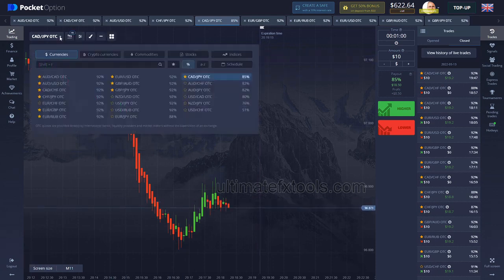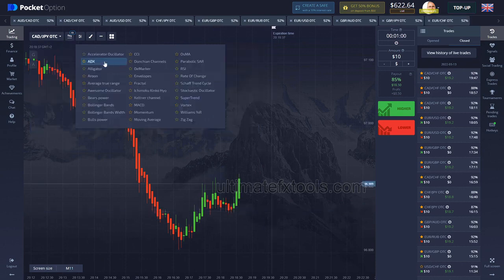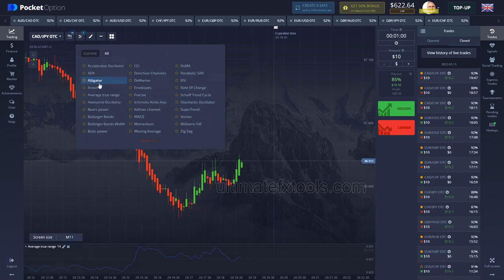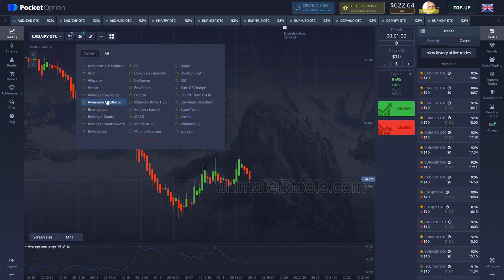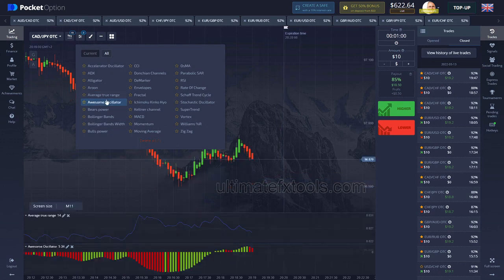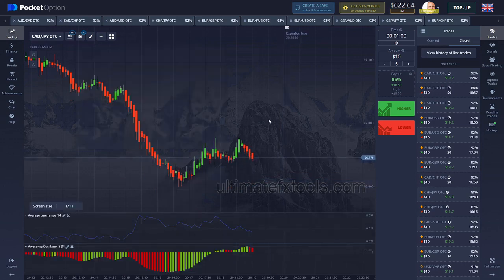Let us choose the high return pairs to get started with our trading method. Then let's attach the average true range with its default settings. Then the awesome oscillator with default settings. Let us now trade with our attached trading indicator. I will show you how I trade by using this strategy.